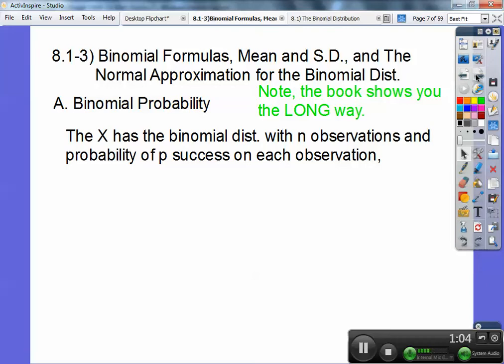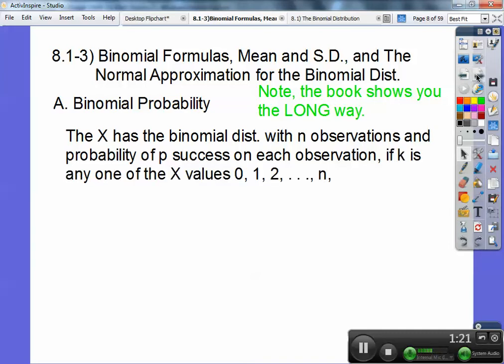Remember, binomial distribution is two choices, on or off, left or right, heads or tails, you know, two choices. And you have a distinct number of observations, and each probability is the same, and they're independent of each other. Those are all the characteristics of binomial probabilities.